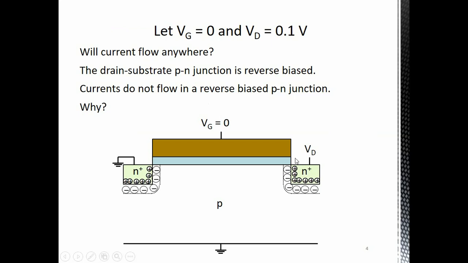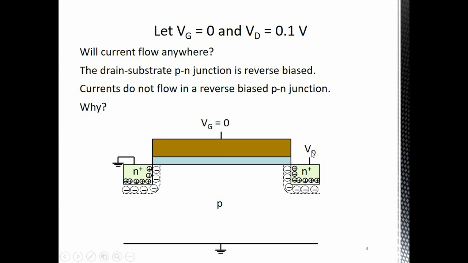So incidentally, I have shown here explicitly that a PN junction, as you are familiar, has a depletion region around it. So the P side has negative fixed charges and the N side has positive fixed charges. So both these, the source body junction and the drain body junction, have PN junction depletion regions without any voltages applied. Okay, so we apply a small drain voltage and then we ask our first question, will current flow anywhere?